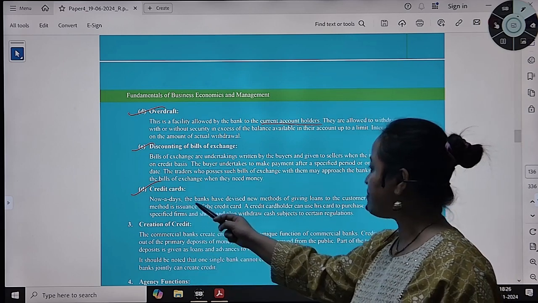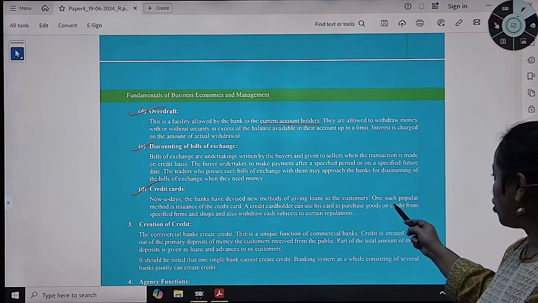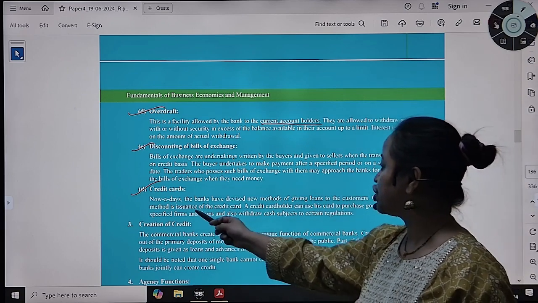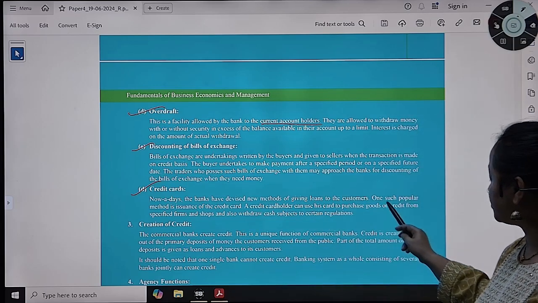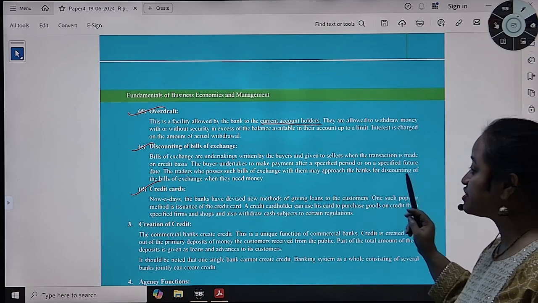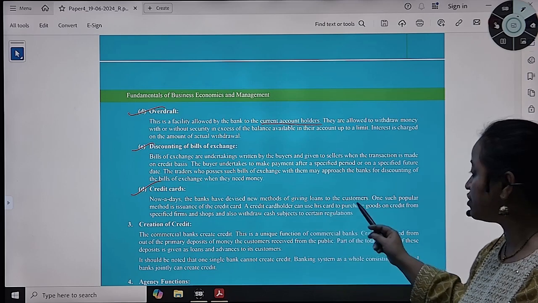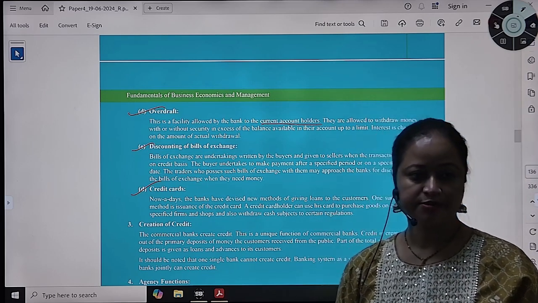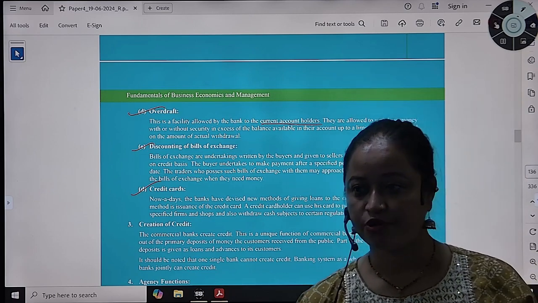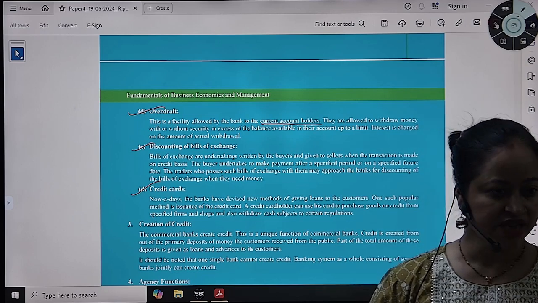So nowadays the banks have devised new methods of giving loan to the customers. One such popular method is issuance of the credit card. A credit card holder can use his card to purchase goods on credit from specified firms and shops and also withdraw cash subject to certain regulations. So this is also one of, we can say, the types of loans and advances that is given by the banks to the customer.